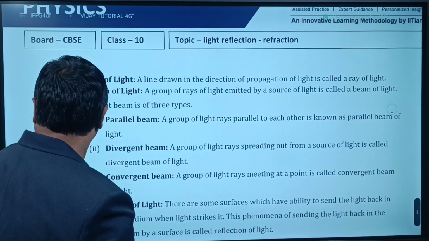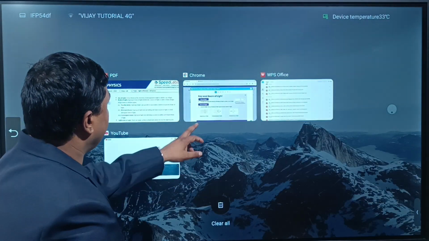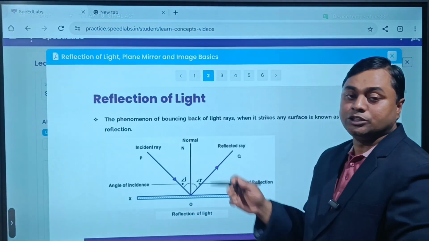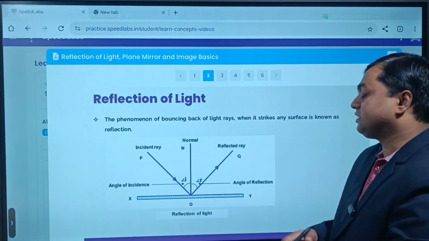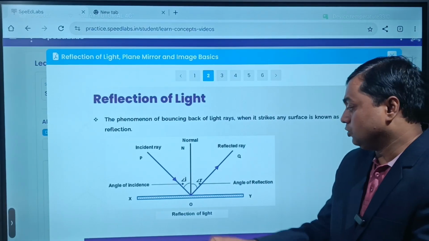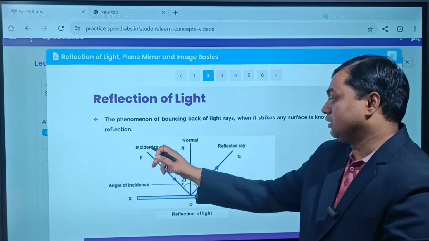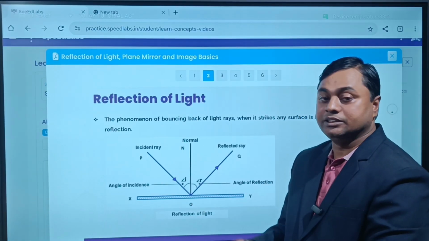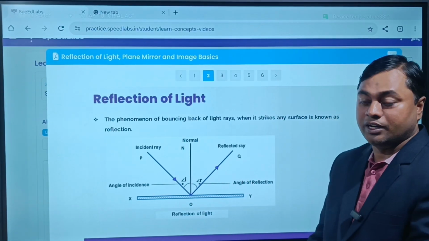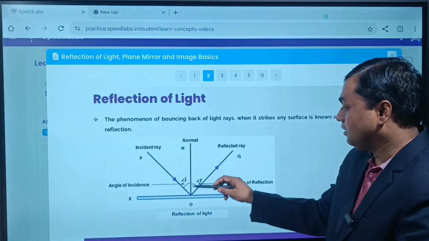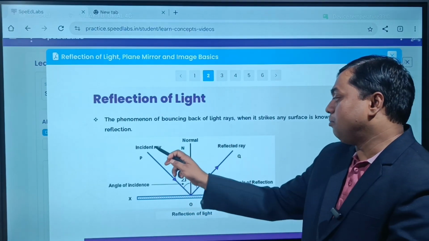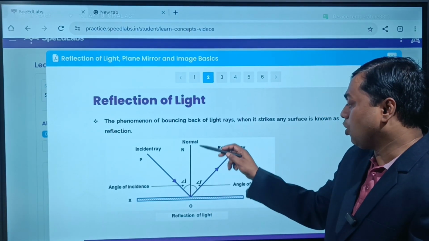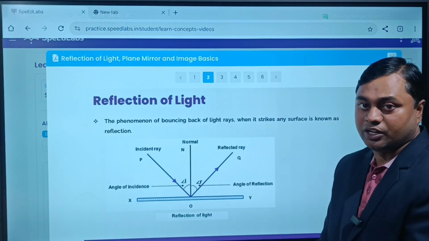So let's talk about reflection of light. The phenomenon of bouncing back of a light ray when it strikes any surface is called reflection of light. This is a surface, light is incident on it, and it bounces back. The light ray which falls on the surface is called the incident ray, and the one which bounces back is called the reflected ray. If you draw a 90-degree line, this is called the normal. The angle made by the incident ray and the normal is called the angle of incidence. The angle made by the reflected ray with the normal is called angle R, that is, the angle of reflection. Yes or no?